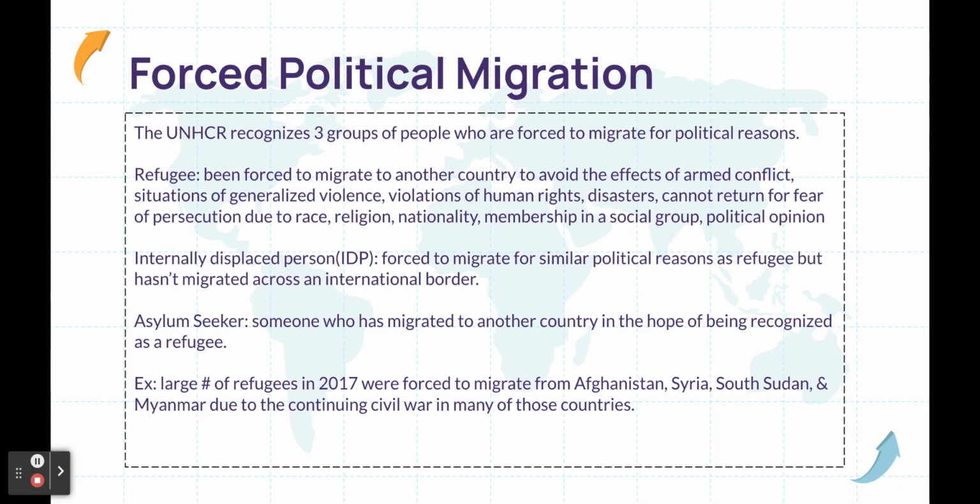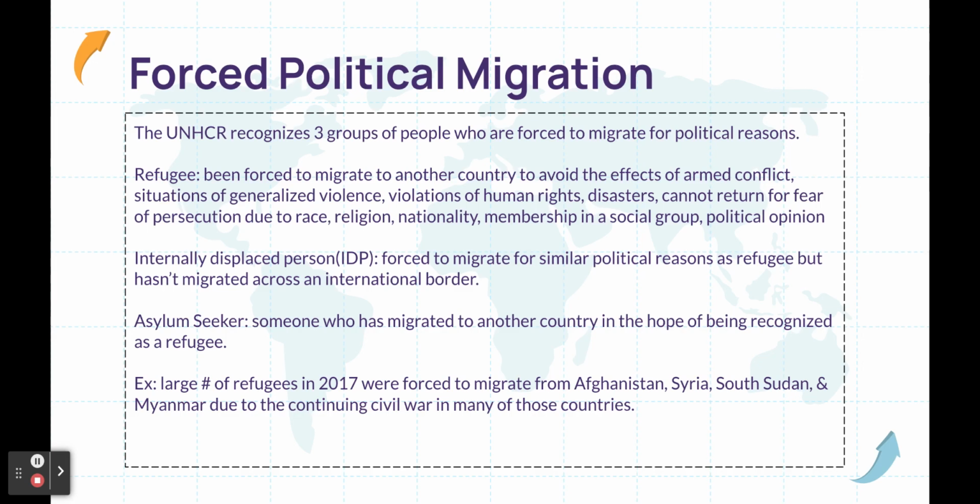Forced political migration. The UNHCR recognizes three groups of people who are forced to migrate for political reasons. Refugees are forced to migrate to another country to avoid the effects of armed conflict, situations of generalized violence, violations of human rights, or disasters, and cannot return for fear of persecution due to race, religion, nationality, membership in a social group, and political opinions.